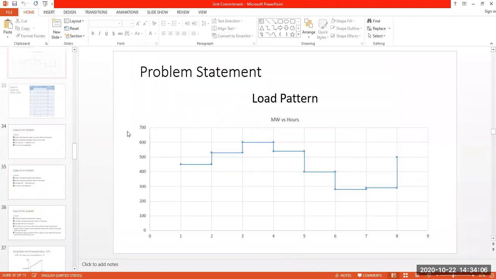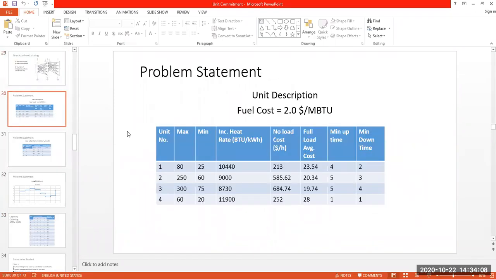So if I start over from the problem again, we have this description of the units, where the fuel cost for each of the units is considered to be the same for this example. So we have 4 units among which we have to decide about committing or decommitting. Then each of the units has its own maximum and minimum limits. Incremental heat rate is given in British thermal units per kilowatt hour.